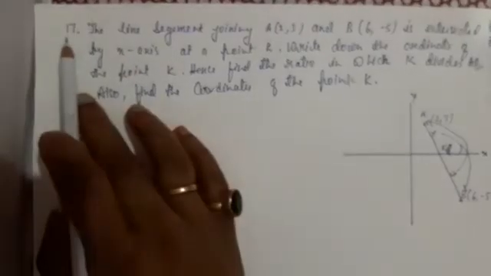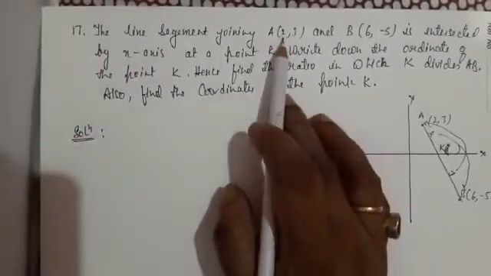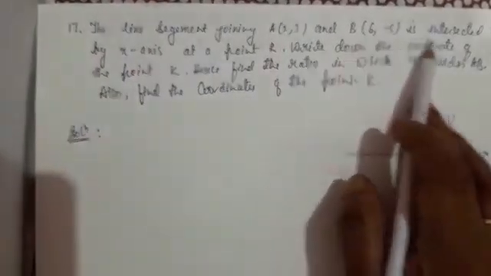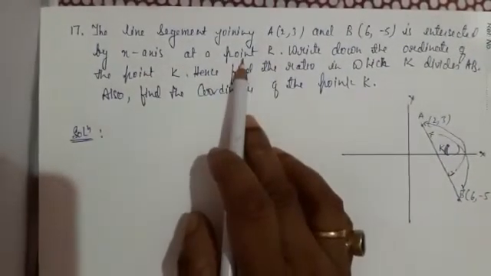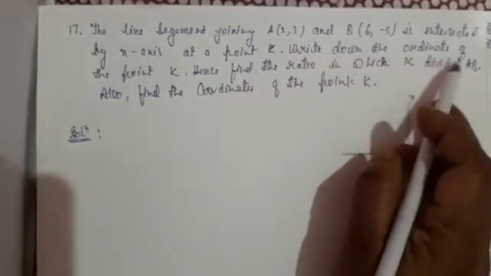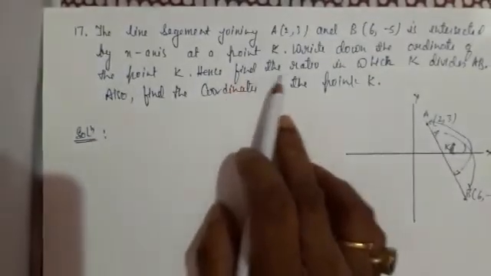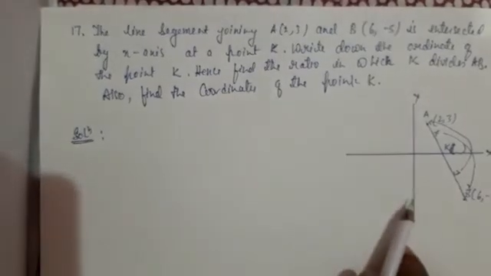Let us see another question. Question number 17. The line segment joining point A (2, 3) and B (6, -5) is intersected by the x-axis at the point K. Write down the ordinate of the point K. Hence, find the ratio in which K divides AB. Also find the coordinates of the point K. So let us see how to solve.